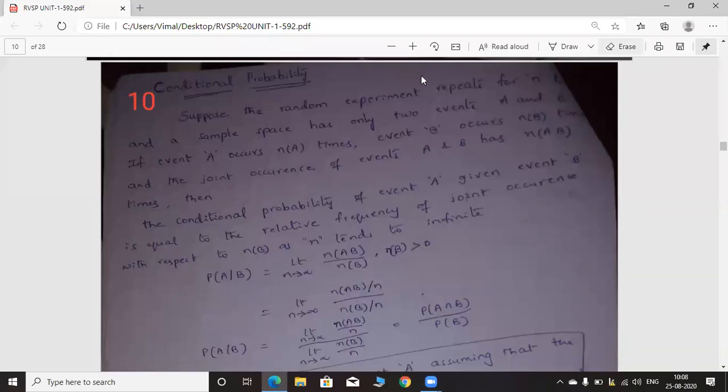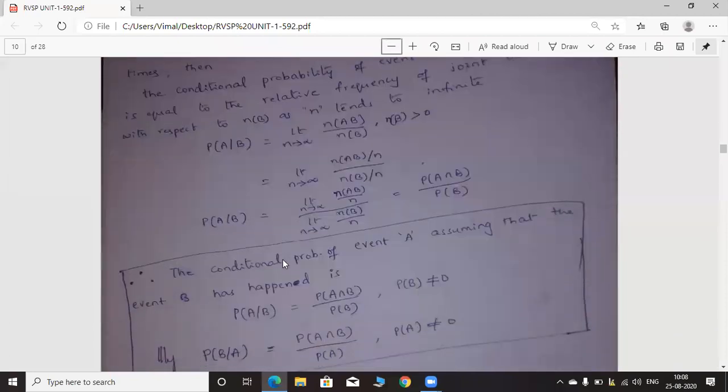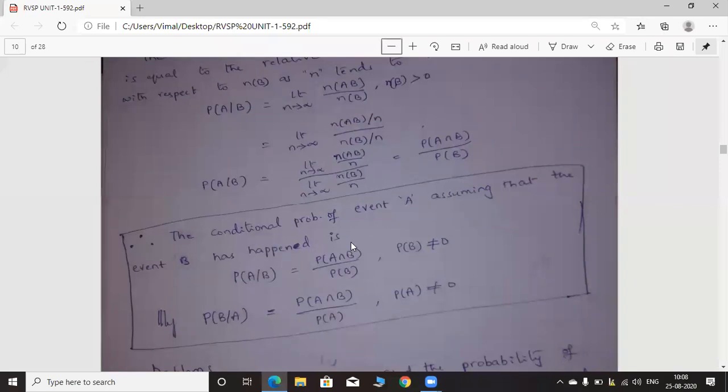Okay, in the previous class, I already explained the concept of conditional probability, isn't it? So what is the formula for calculating conditional probability? Probability of A given B is equal to probability of A intersection B divided by probability of B. Here the event B must have happened or occurred. That means the event B must be satisfied before the event A occurs. That is called conditional probability of A given B.